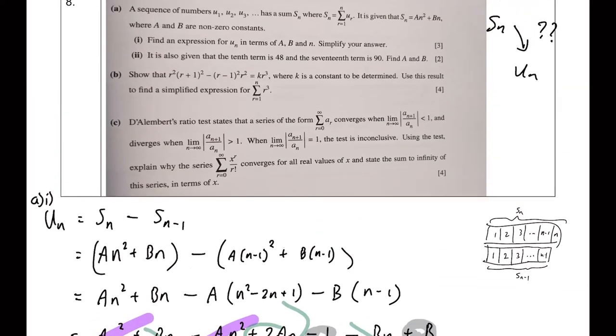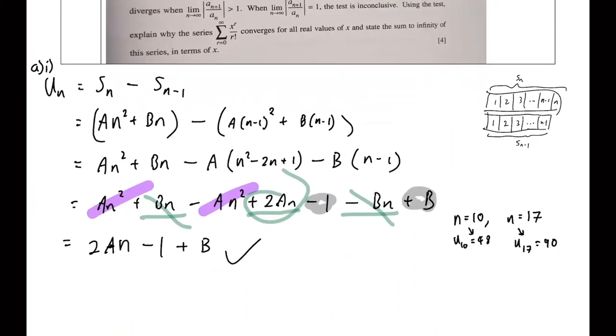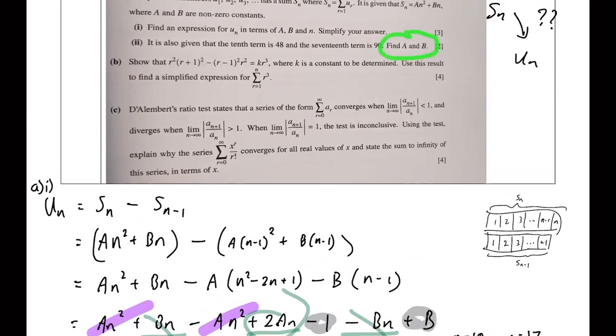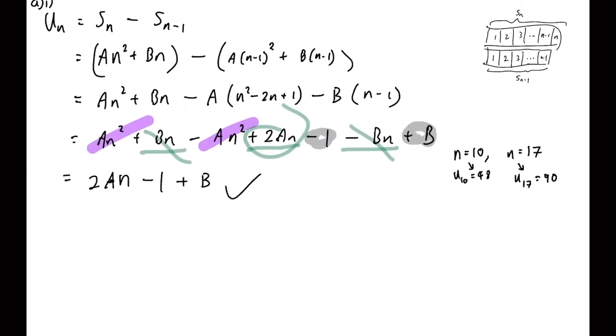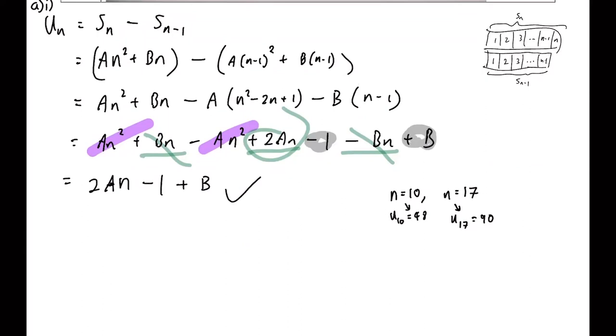Moving on, part 2. It is also given that the 10th term is 48 and the 17th term is 90. I am allergic to words, so I will write it as n equals 10 and n equals 17. Then I know that the U10 must be equal to 48 and U17 must be equal to 90. Okay, much better. Then what else? Knowing that, what should we do? Find A, find B. Okay, so solve for capital A and solve for capital B. So using this information, I can just substitute in the value of n and the value of the un.